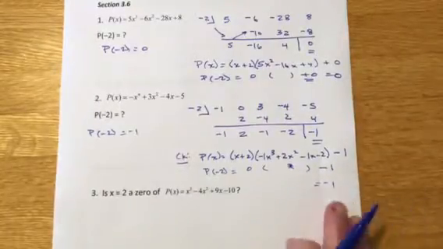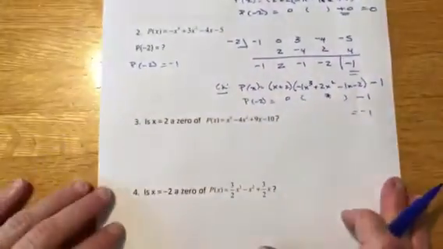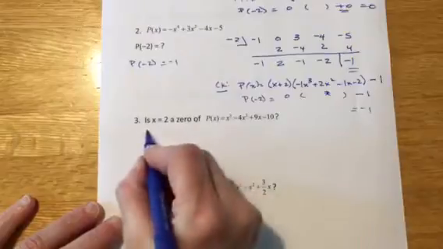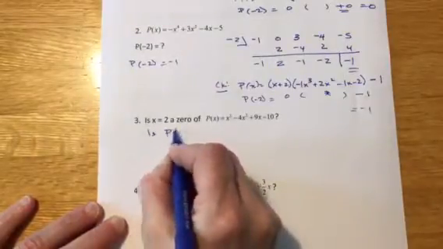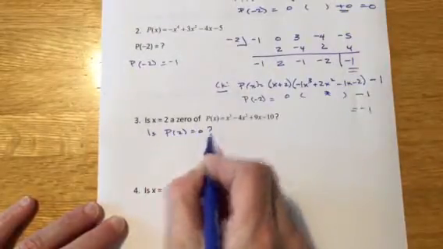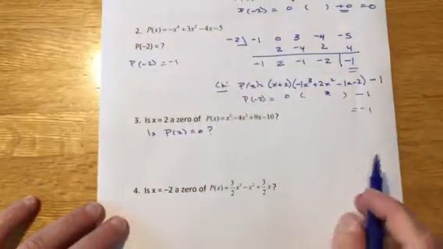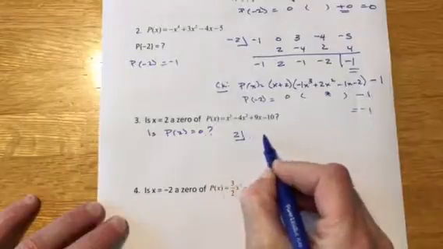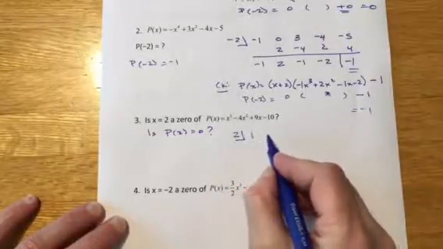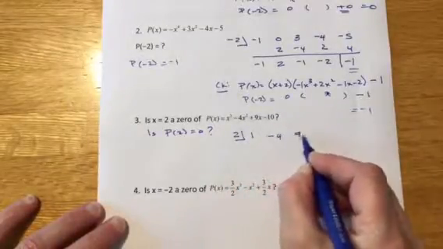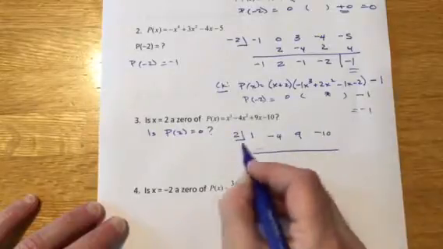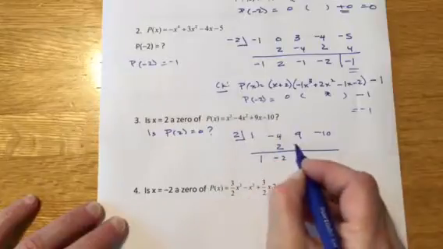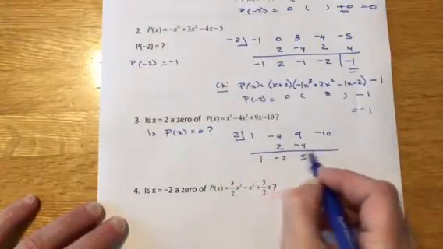All right, next two, you're asked, is it a 0? Well, remember, how is a number a 0 of a function? You're asking, is p of 2 equal to 0? So again, just like the ones above it, we have to find p of 2. So we take our 2, our coefficients are 1, -4, 9, and -10. First one comes down, and then remember, multiply, add, multiply, add. 2 times 5 is 10.